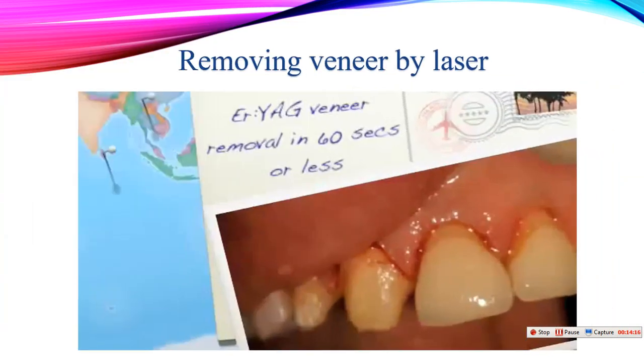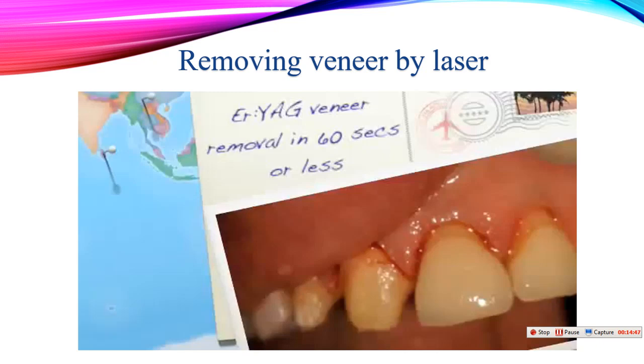Then I will talk about removing veneers by laser. As we know, a veneer is a thin layer of tooth-colored material, used mostly in cosmetic therapy to improve the appearance of the tooth. Studies show that the erbium group laser is most effective in removing veneers compared with the conventional technique. It reduces fracture of the tooth and reduces the time of removing this layer of veneer.